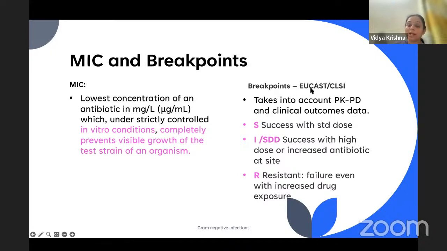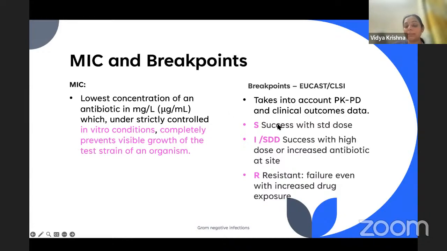Breakpoints are standards set by, say, the European or American standards. So for each drug and bug combination, there will be a breakpoint. For example, for ESBL E. coli, pip-taz less than 8 is sensitive. Above 8 to 16 is called sensitive dose dependent. Okay, so what do you mean by that?